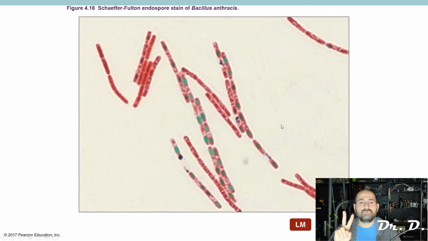And only 2 genus of bacteria can do this trick, can make endospores. Only bacteria in the genus Bacillus and bacteria in the genus Clostridium. Those are the only 2 genus of bacteria known to make endospores.